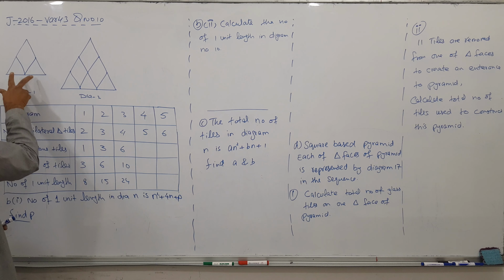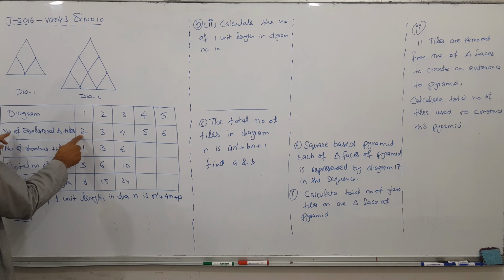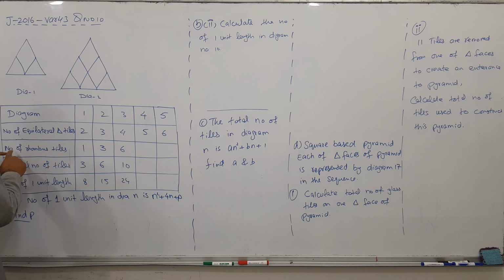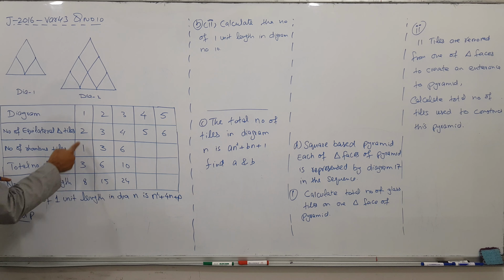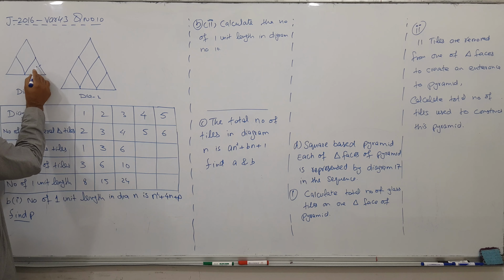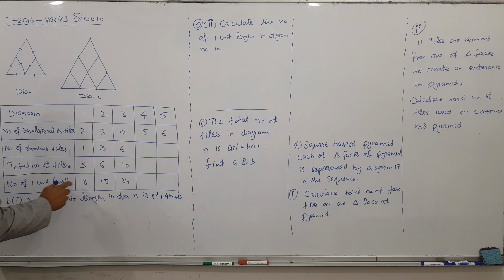So diagram one has two triangles and one rhombus. In diagram number one, the number of equilateral triangles is 2, and the number of rhombus tiles is 1. So the total number of tiles, add them, is 3. And for the total number of 1 unit lengths, let's count: 1, 2, 3, 4, 5, 6, 7, 8. So 8 are there. I hope you got the first column.